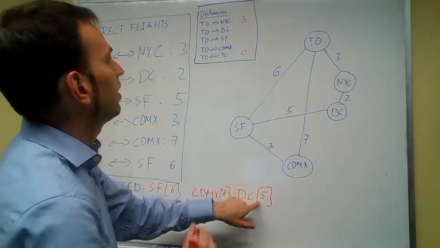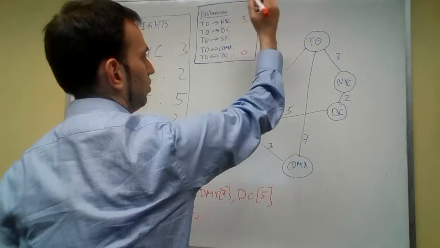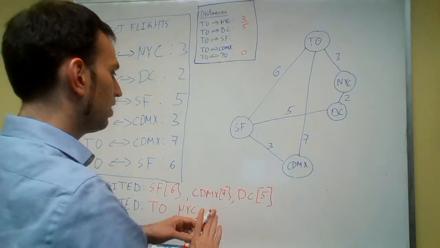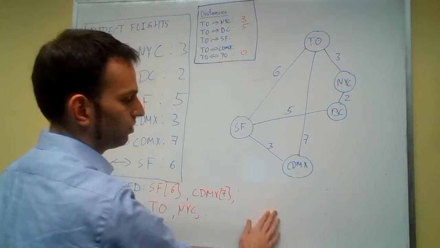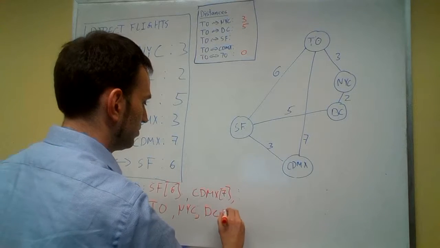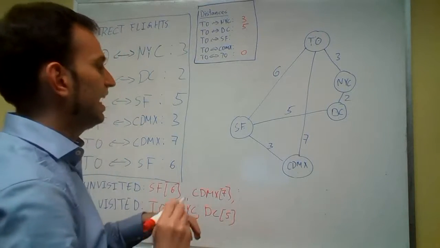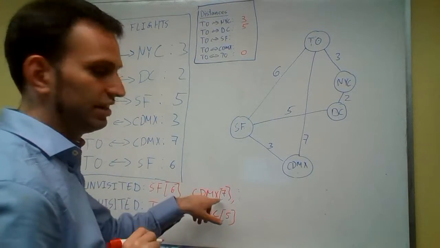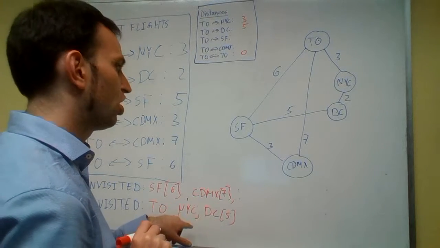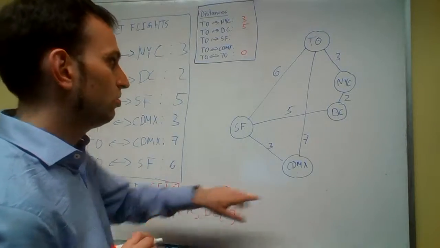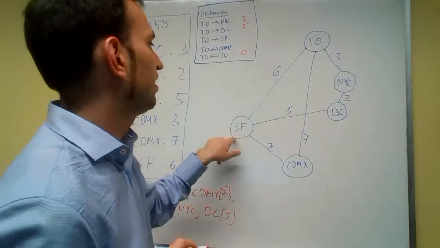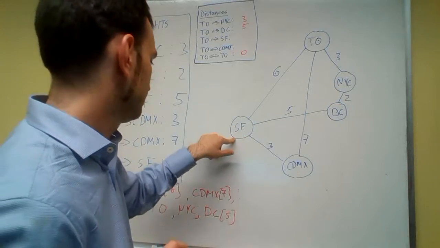The closest city is DC with a distance of 5. So we take this 5, we copy it over here. And now we move DC5 to the visited list. So DC5. Next we populate the unvisited list with all the neighbors of DC which were not already visited. So DC has two neighbors, NYC, which was visited, and SF, which was not visited.